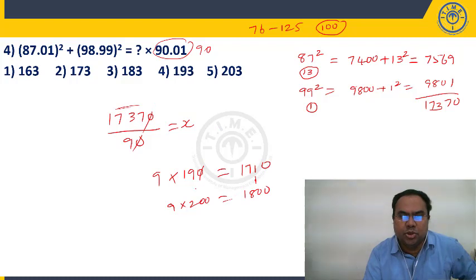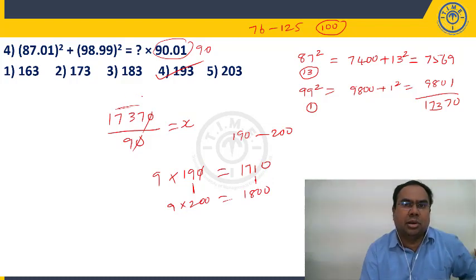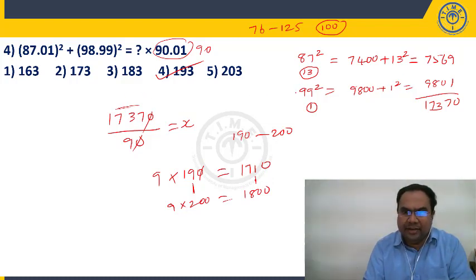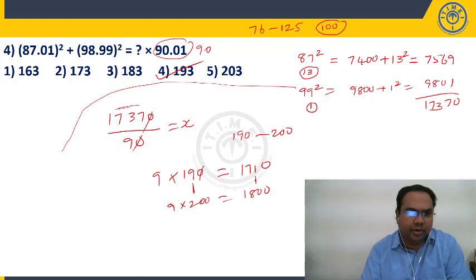It is between these two. So my answer should be between 190 to 200. Between 190 to 200, we have the fourth option, 193. Right? 99 square, anyway, you come for the discussion, I'm telling you. You can also solve like this.